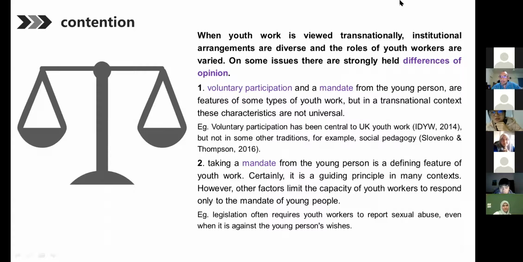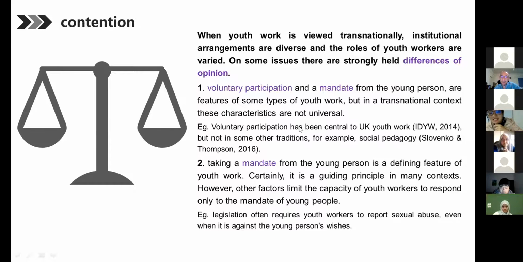The first one is voluntary participation. Voluntary participation and mandate from the young person are features of some types of youth work, but in a transactional context, these characteristics are not universal. For example, voluntary participation has been central to United Kingdom youth work, but not in some other traditions, for example, social pedagogy. It is quite different.